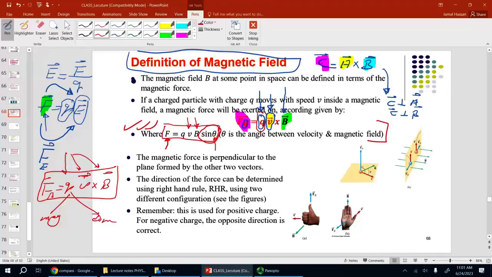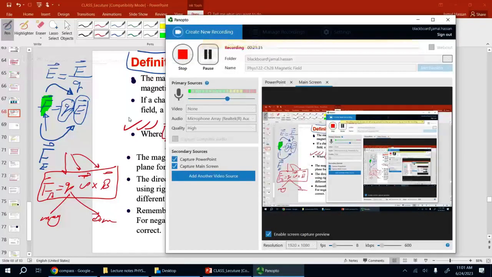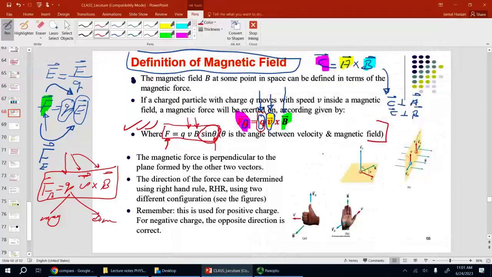Now, what about the direction? We need to figure out the direction of the magnetic force. Well, we could easily use the right-hand rule. I'm sure some of you may have taken this in math. If not, don't worry, we're going to talk about the right-hand rule. There are many ways to use the right-hand rule in magnetism. For example, here, this is one configuration and this is the other configuration.